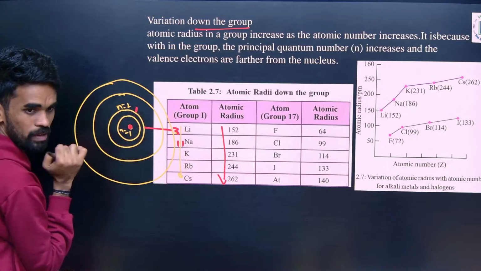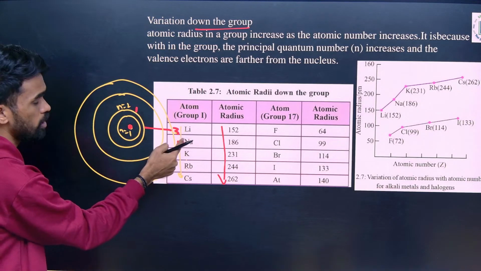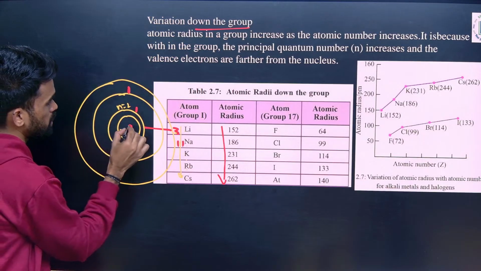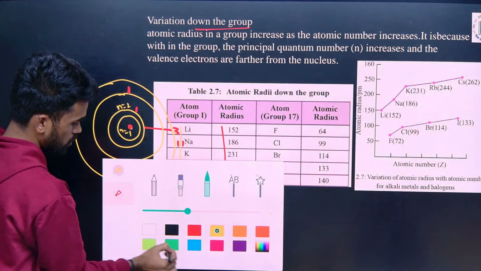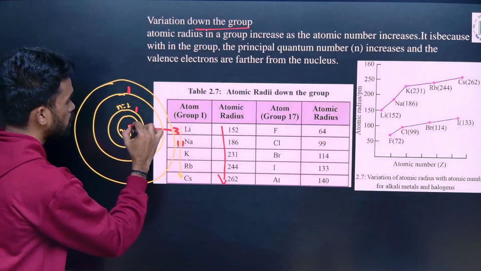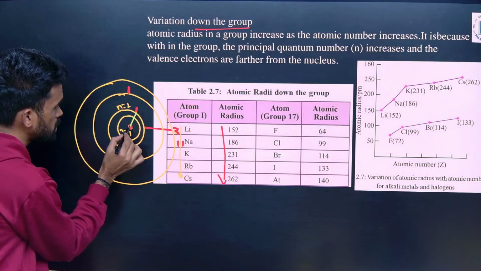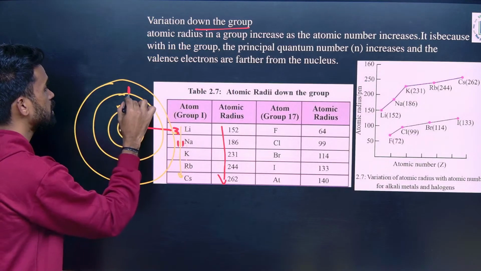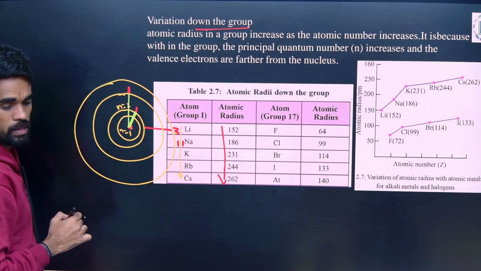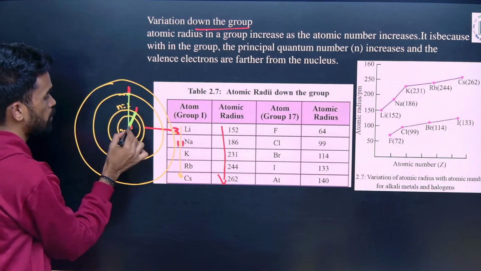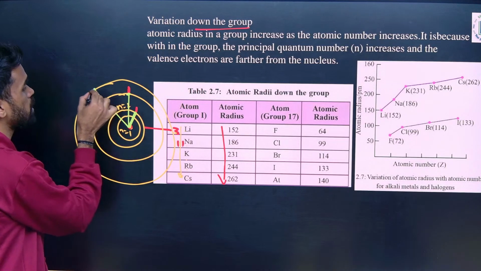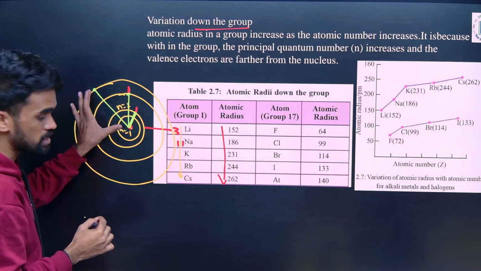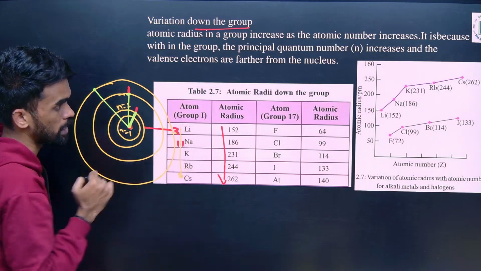So lithium's valence electron is here. For sodium, it will be here. Now look, atomic radius means the distance from the center to the valence electron. So this is the distance from the center to the valence electron of lithium, and this is the radius of sodium atom, and this will be for potassium. So as we go down the group, what happens to the radius? Increases. So down the group, radius increases.